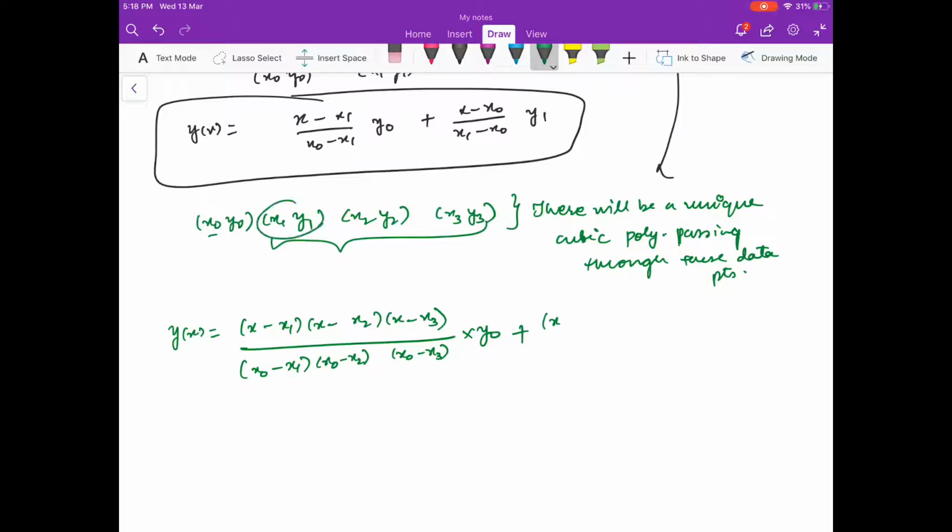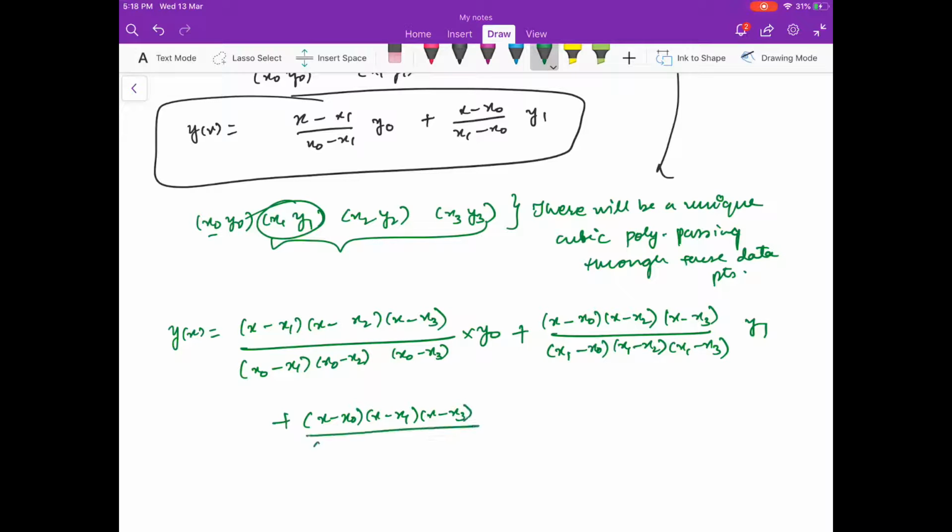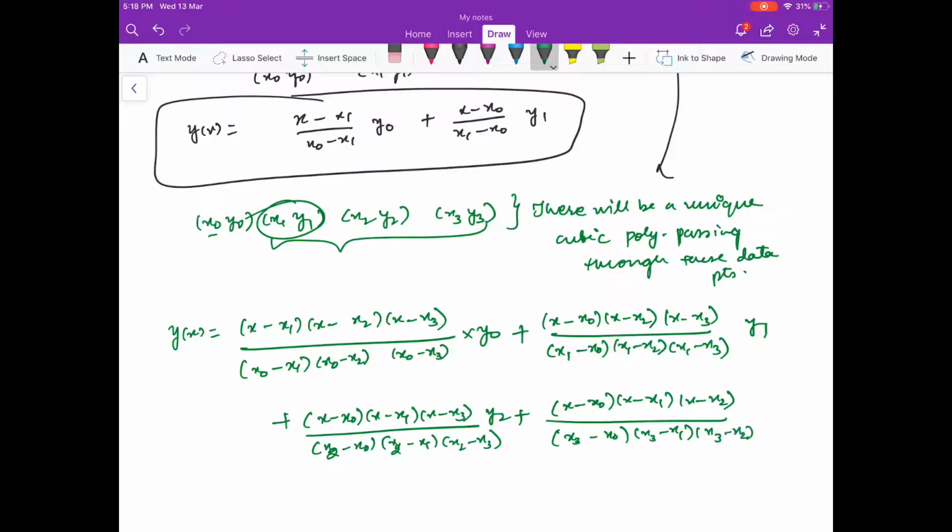And plus you add, now you don't use x1, so you have x minus x0, x minus x2, x minus x3, and in the denominator replace x with x1, so you have x1 minus x0, x1 minus x2, x1 minus x3 into y1, plus now you don't use x2, so you have x minus x0, x minus x1, x minus x3 upon x2 minus x0, x2 minus x1, and x2 minus x3 into y2, plus you don't use x3, so you have x minus x0, x minus x1, x minus x2 upon x3 minus x0, x3 minus x1, x3 minus x2 into y3.